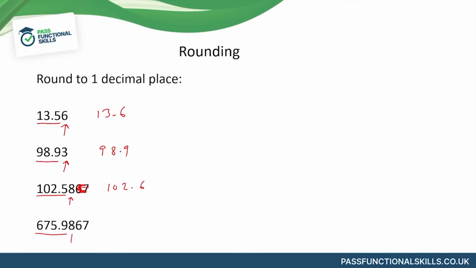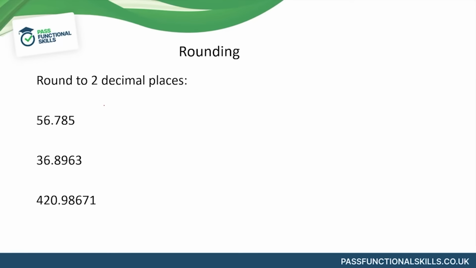Again, one decimal place, we're looking at the second decimal place, everything beyond that we can ignore. This 8 is greater than 5, so the 9 will move up 1, but 9 plus 1 is 10, I can't write 10 here, so this becomes a 0, and this 5 will become a 6, so that will become 676.0. Two decimal places, we're interested in the third decimal place. Here we've got a 5, so the 8 is going to move up 1, so 56.79.